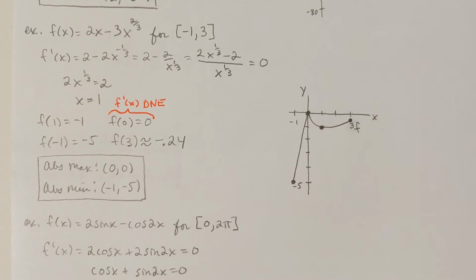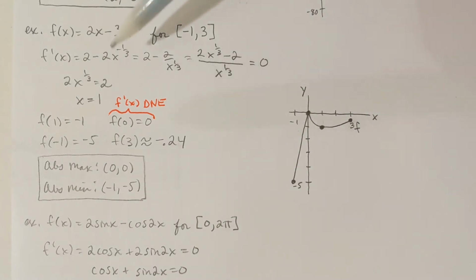Well, I need to first get my critical numbers by calculating f prime of x. The derivative of 2x is 2, minus the derivative of 3x to the 2/3, so you use the power rule. When you bring down the 2/3, the 3's cancel, so that leaves you with 2x to the negative 1/3 when you reduce the power by 1. 2x to the negative 1/3 is the same as 2 over x to the 1/3, and you can get a single fraction out of this expression. 2x to the 1/3 minus 2, all over x to the 1/3, is my single fraction then.